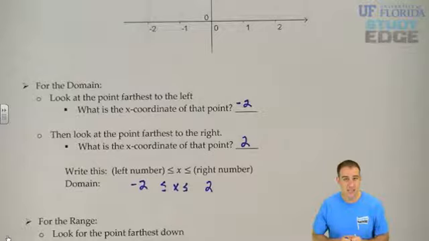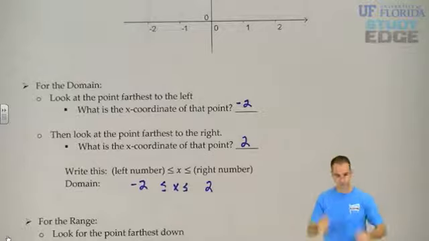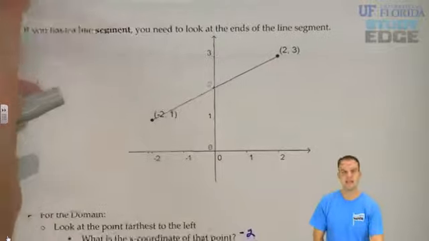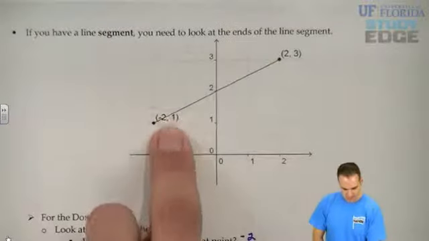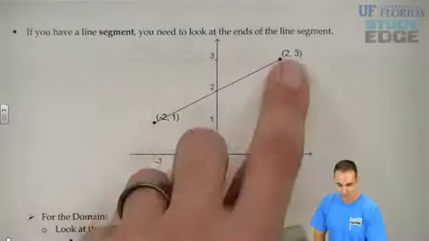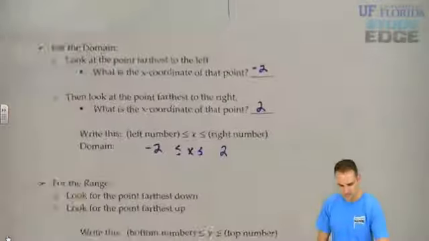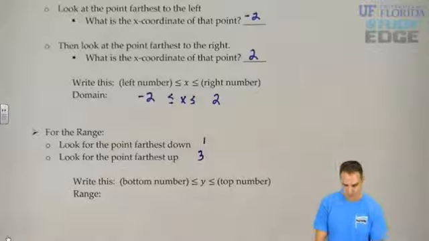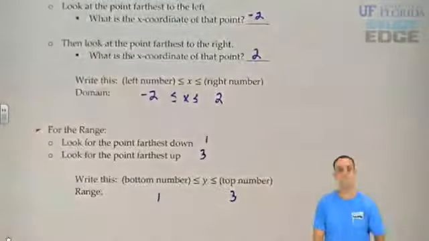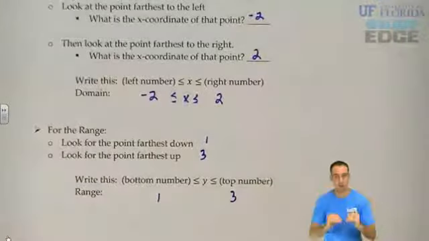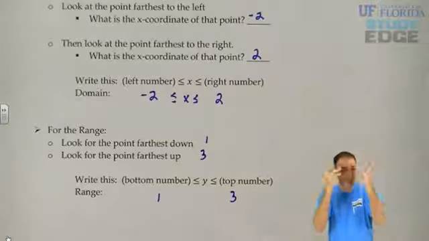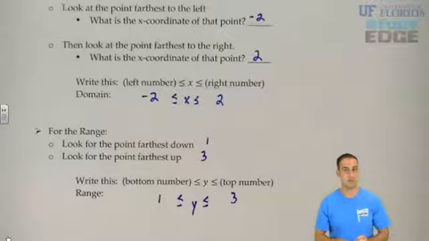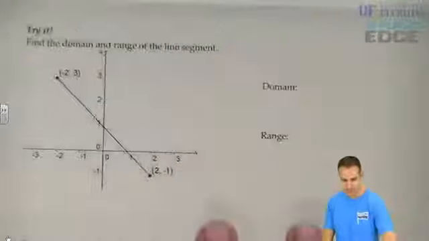For range, you look down and then up. Look for the point furthest down. The y-coordinate furthest down is going to end up being 1, and the one furthest up is going to be 3. So furthest down would be 1, furthest up would be 3. We want to write this again, 1 and 3, bottom number, top number, the smallest, the largest, the lowest, the highest. And y would be in between these two numbers. So there you go for a line segment.